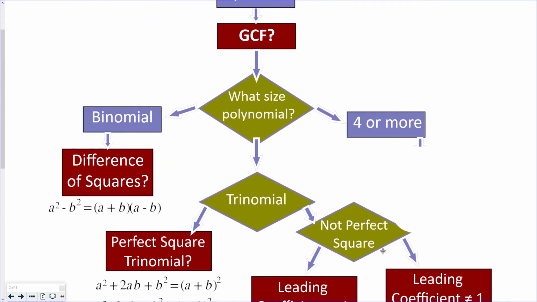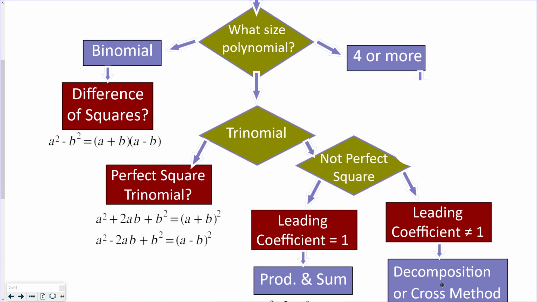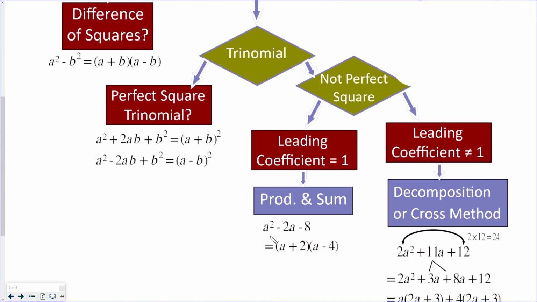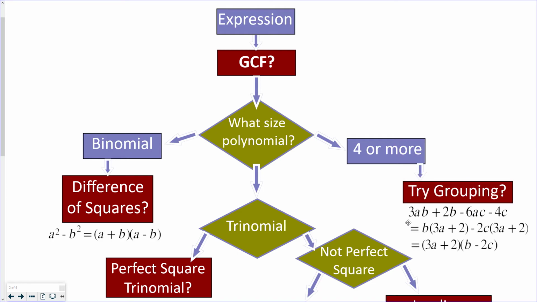Okay, so let's go back up to the top of the tree here. Was there a GCF? Was it a binomial? Is it a difference of squares? Was there a GCF? Is it a trinomial, decomposition, or cross method, or one of the other two methods, depending on what you've learned and what you like? Is there 4 or more terms? And if there's 4 or more terms, we're going to try factoring by grouping.